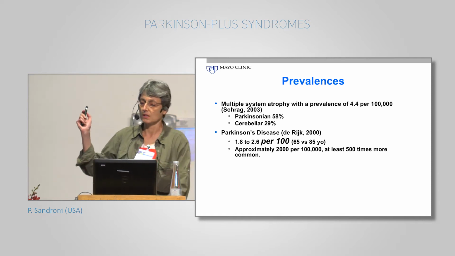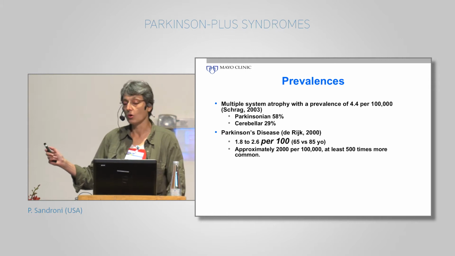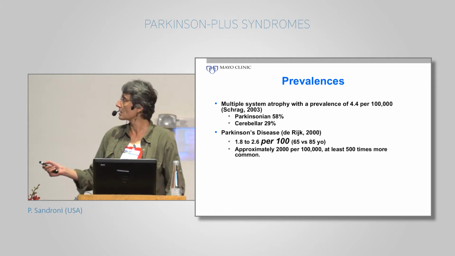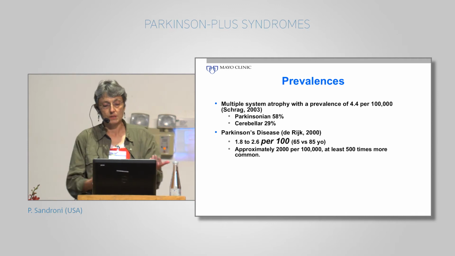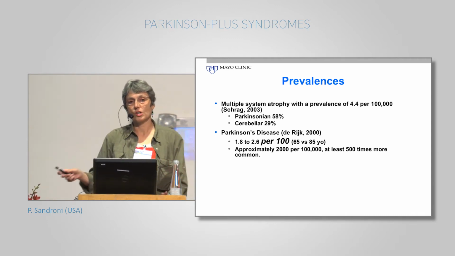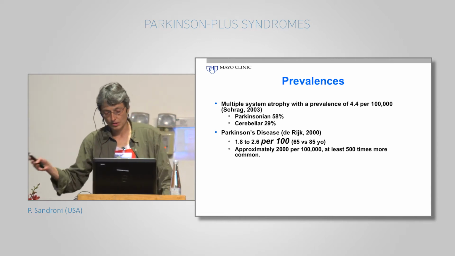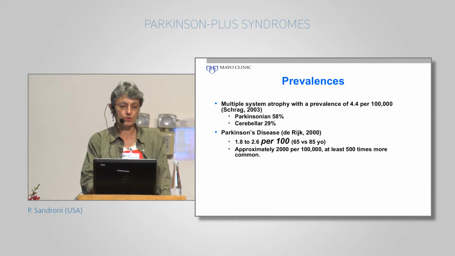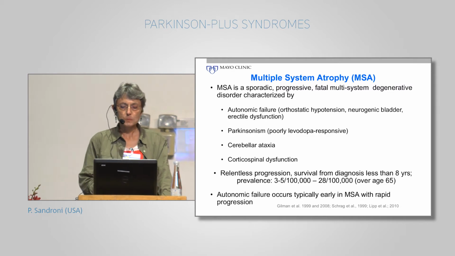Parkinson's disease is a lot more common. So if you see patients that, again, may present with some atypical features, still, just by sheer chance, they may still be a Parkinson patient with some extreme features. So keep that in mind.